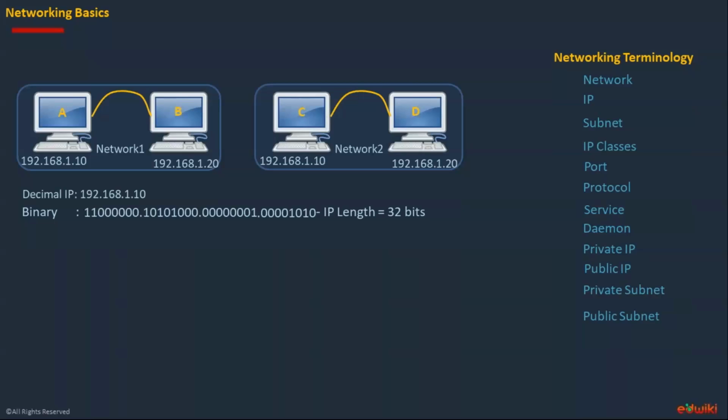So in the backend, your IP address will automatically be converted into a corresponding equivalent binary number. In this case, 192 is converted into a binary number, in zeros and ones. 168 is converted into binary. 1 is converted into binary. 10 is also converted into binary.